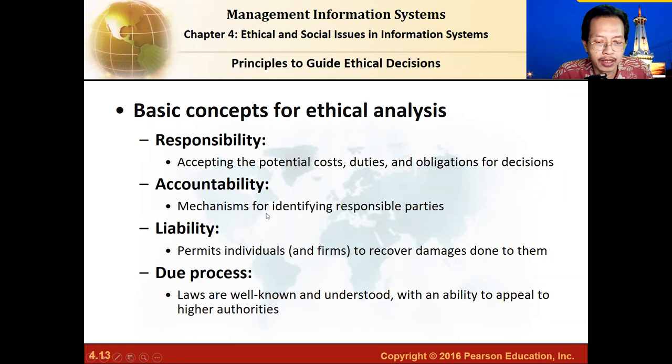Accountability. If a problem occurs, then we have to be able to track who is responsible. That's accountability. And then liability. Liability would mean that if harm is done, for instance, if a company or a person loses a job opportunity because of an issue in social media, then that person that loses the opportunity could sue in court the person who defamed him, who said lies about him.